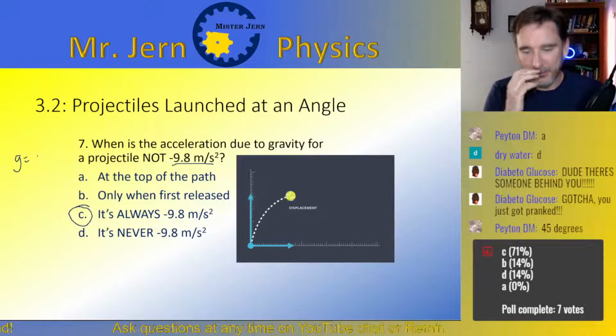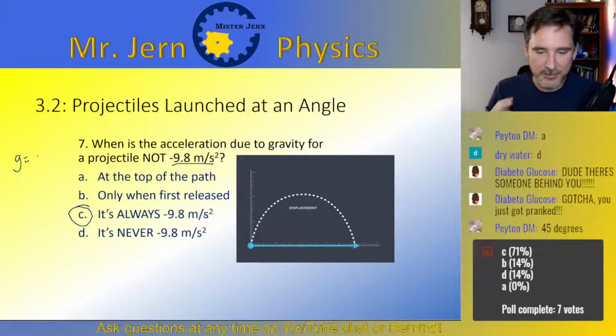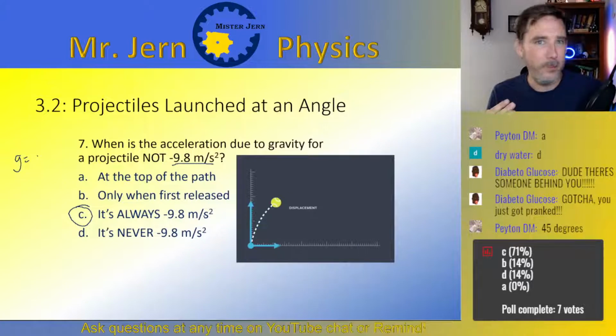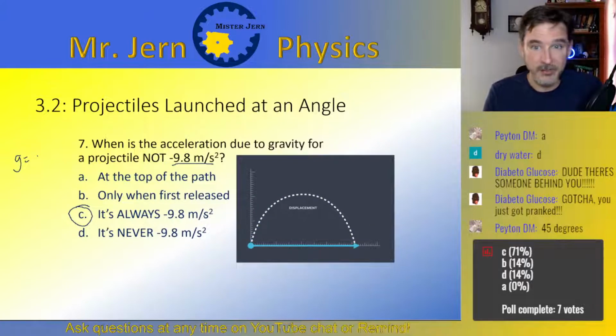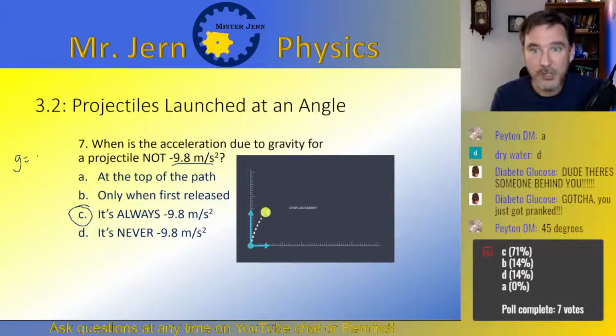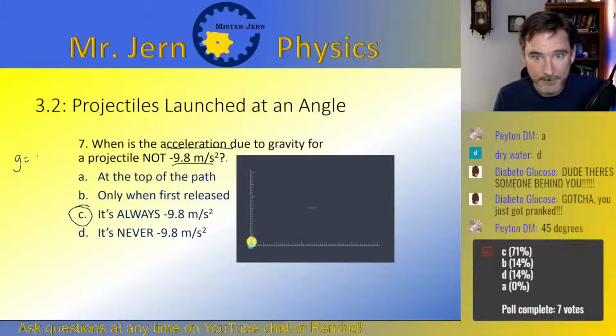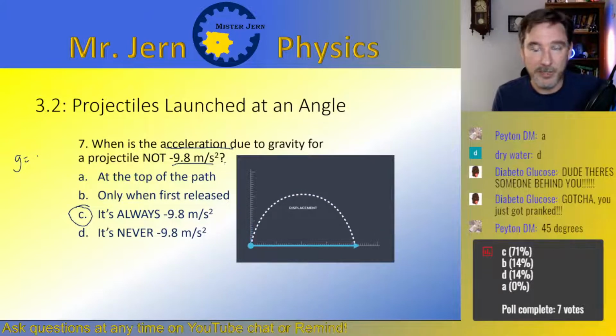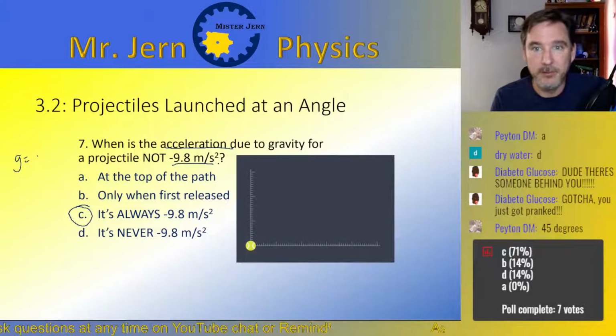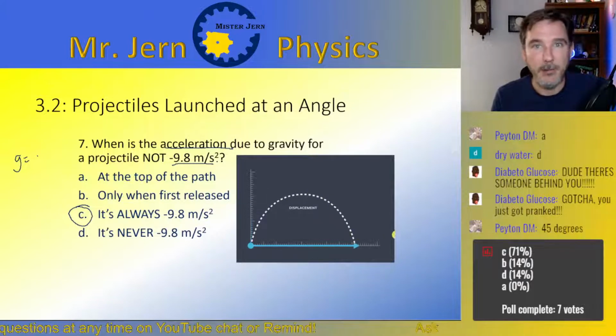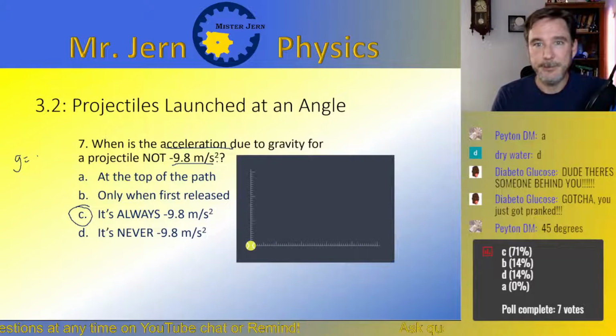I hate to put it this way, but it's not meant to trick you. It's meant to see if you're overthinking this or underthinking it. Just remember, the acceleration due to gravity is always negative 9.8. Even as you're sitting there right now, it's always negative 9.8, on Earth.